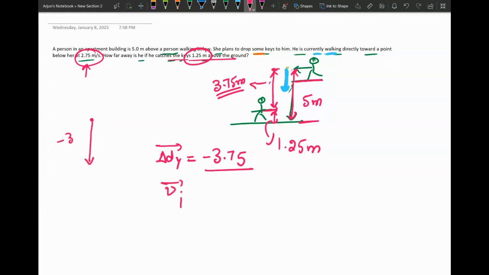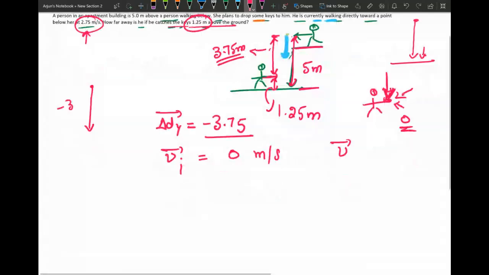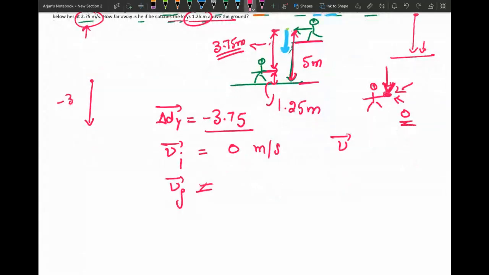And the initial velocity, because she's planning to drop the keys, is 0 meters per second, and we cannot take the final velocity as known. Please do not start assuming that because he's catching the keys, we're going to consider the velocity 0. We always take the velocity with which it will hit his hand. If something is thrown from the top and strikes the ground, we take the velocity just before it hits the ground. Again, in this case, just before it hits his hand. So we don't know the final velocity.